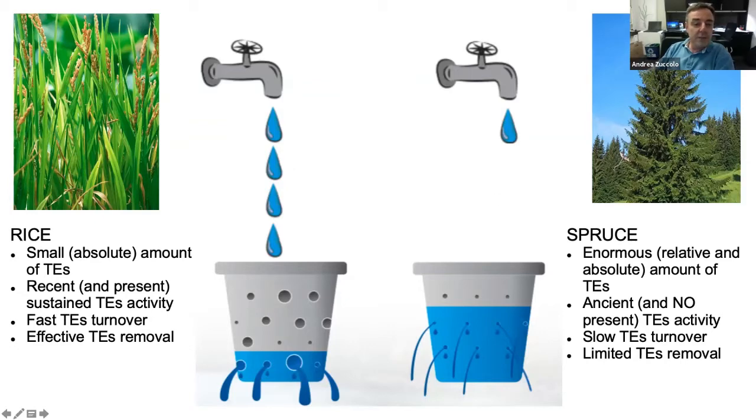So thinking of a genome as a bucket and Ts as water, this is the scenario in rice, where we have a lot of water pouring into the genome, but promptly removed. Whereas in the case of spruce, there is a drop falling into the bucket here and there over time, but with a very inefficient removal.